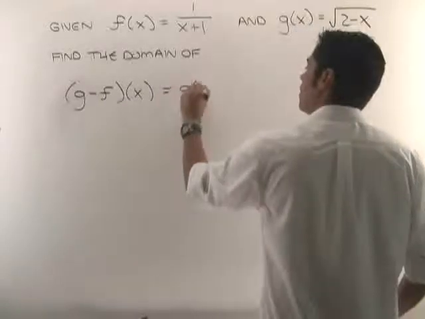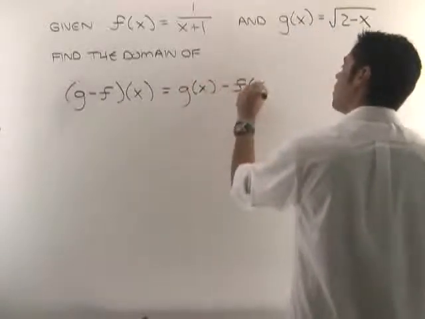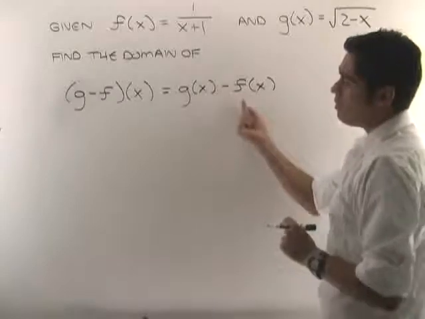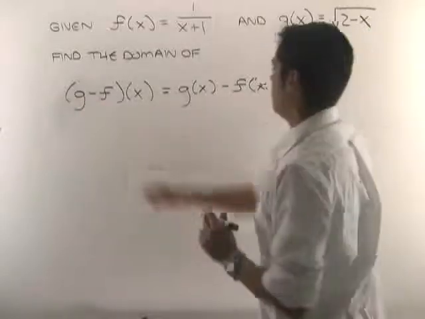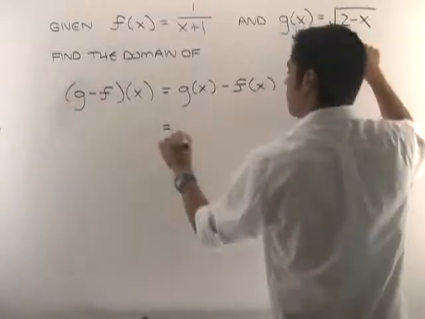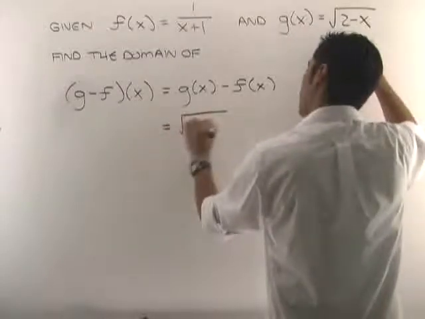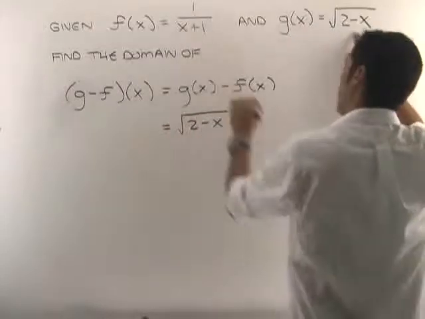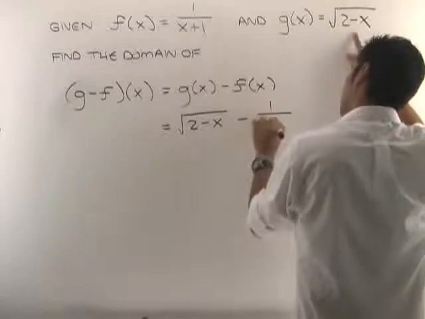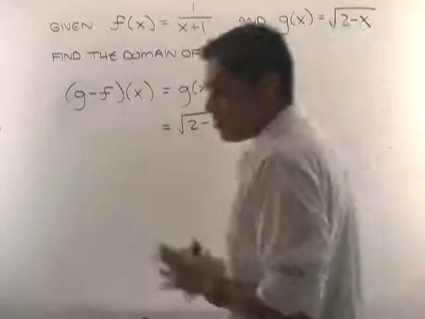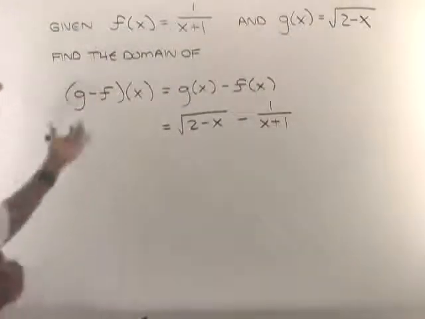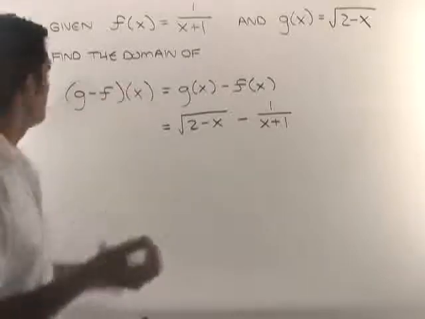And let's remember that this means g of x minus f of x. And the order here is very important because g comes first. So here we have g of x, which is the square root of 2 minus x, and then minus f of x, which is a fraction, 1 over x plus 1. So that's the actual difference of the two functions. But now we're interested in the domain.